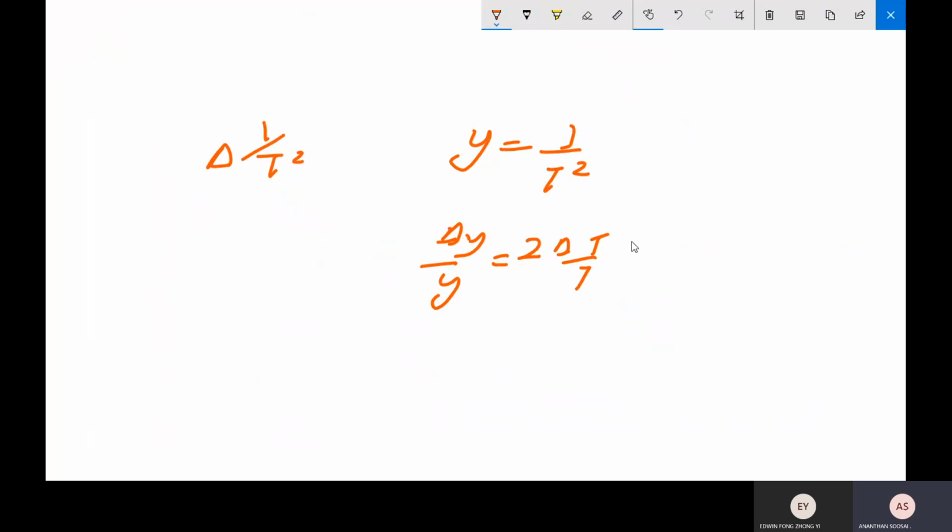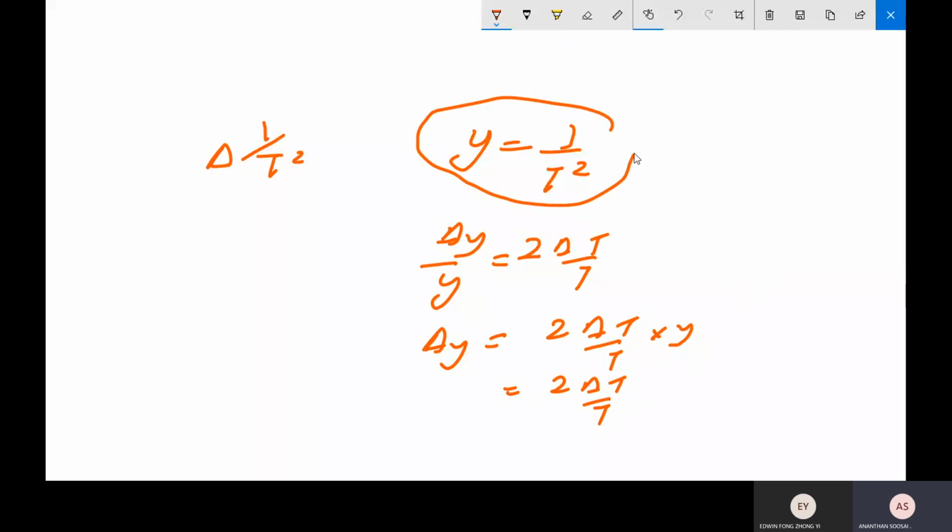From your second topic knowledge, what is your changes of y? 2 changes of t over t times y. Y is what actually? Replace the y. Y is 1 over t squared. So what is the changes of y? 2 changes of t over t cube. Yes. Okay.